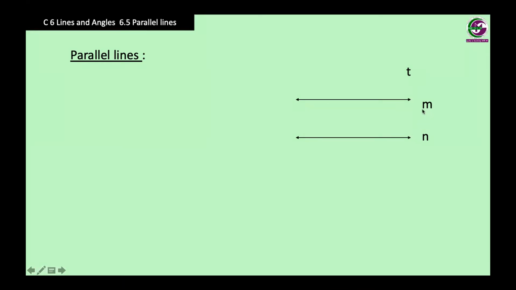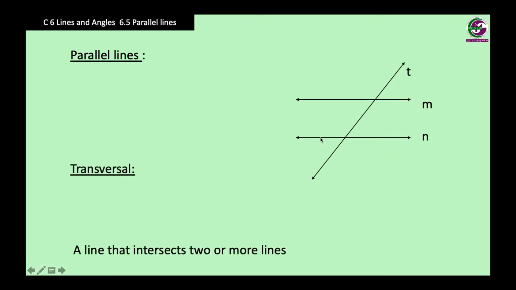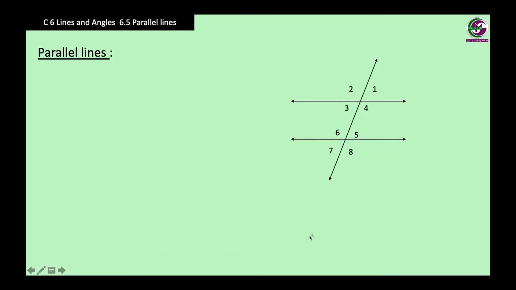Now, let us consider another line called T, and you can see that it intersects both the lines. Such a line which intersects two or more lines is called a transversal. So a transversal is a line that intersects two or more lines. Now we will see how many angles are formed between two parallel lines intersected by a transversal.